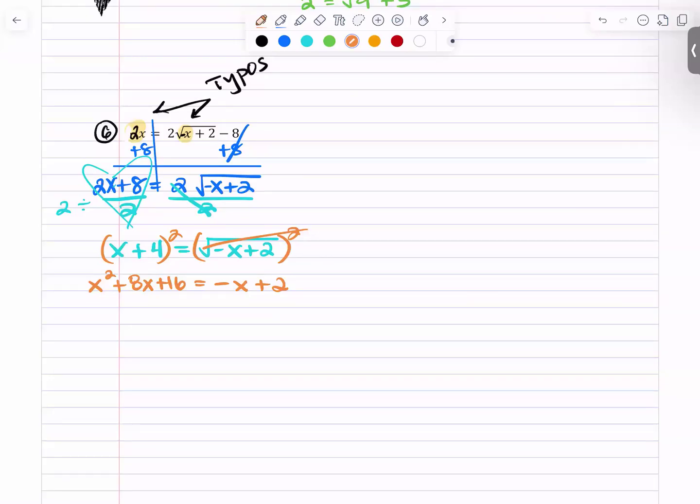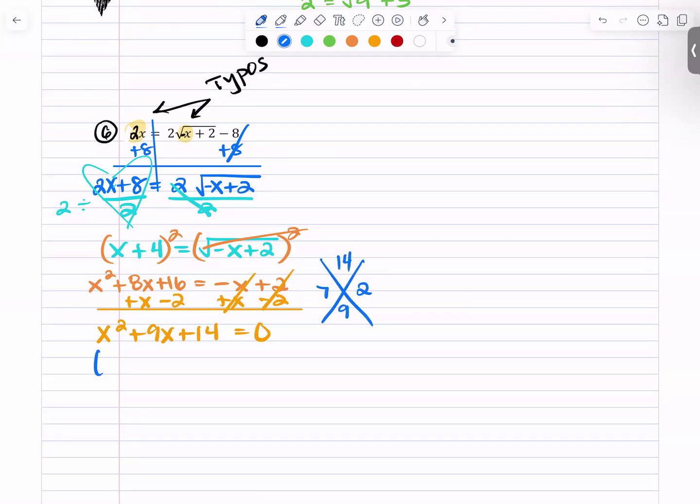All right, so bring over the things. We can subtract the 2, add the x, add x minus 2, which means that we end up with x squared, 9x, and 14 equals 0. So we're at that spot. We got a diamond. We'll go back to this color. 14 and 9 gets you 7 and 2. x plus 7, x plus 2 means that our 2 solutions are negative 7 and negative 2.